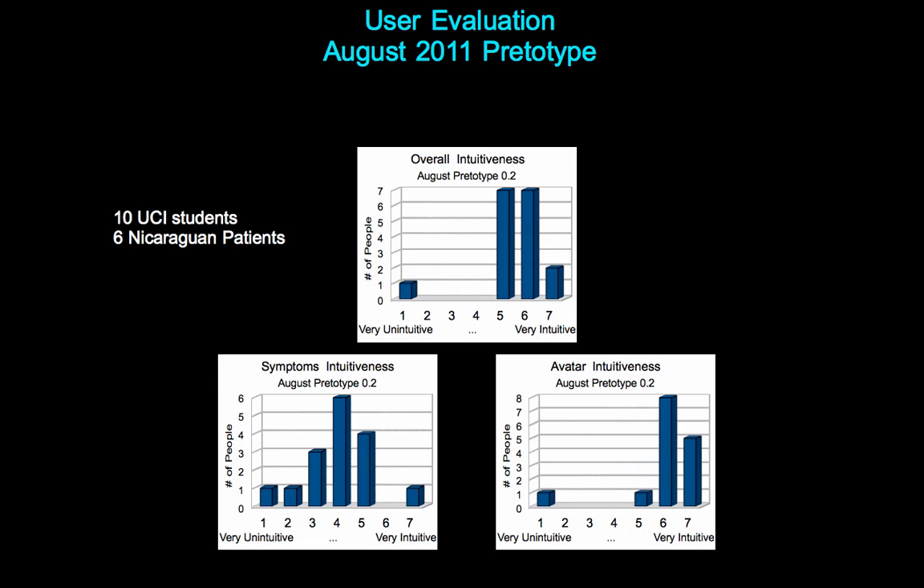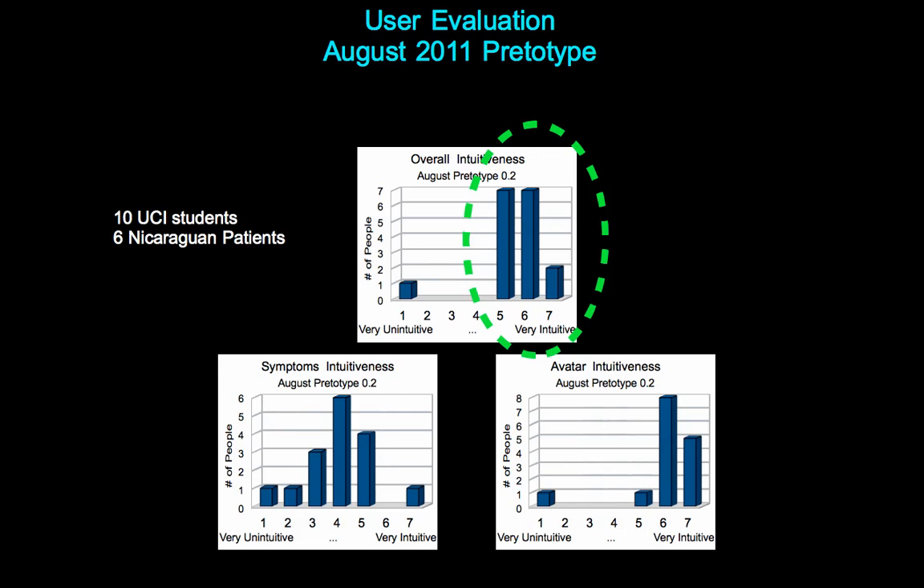I mentioned the user evaluation in August 2011. This user evaluation showed us that our basic intuition and ideas were actually in the right direction. Here I'm showing one of the results, which is the intuitiveness of the interface. If you look at the first graph, it's the result of a questionnaire that we ran among several UCI students and Nicaraguan patients. And you can see how the interface was rated for the most part as very intuitive overall.